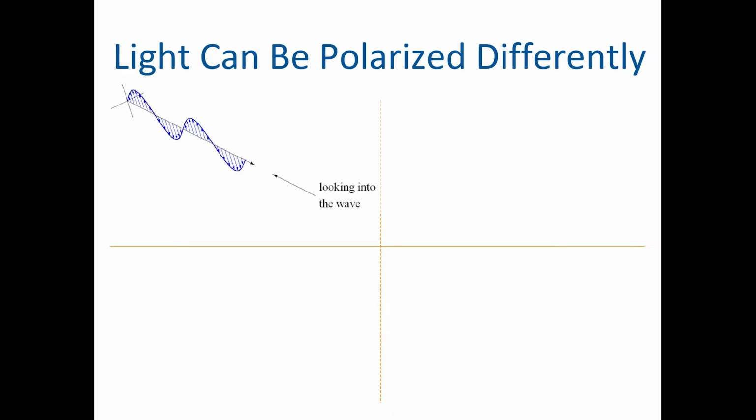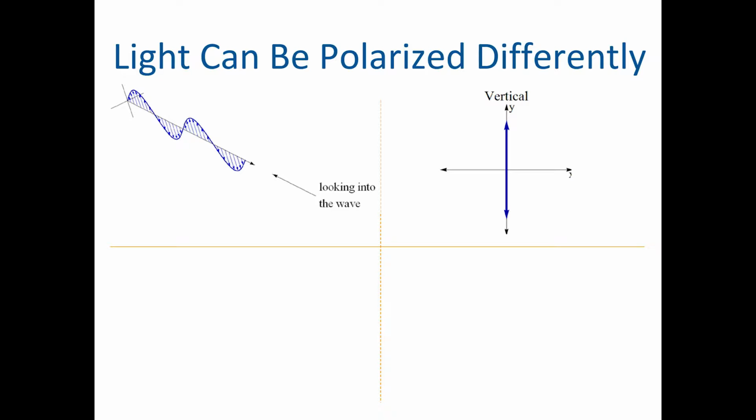So if we take this vertically polarized wave that we just looked at and orient it a little differently here, and now let's say we look into that wave from the front. What we see is that electric field going up and down, and so we've shown that here in this XY plot, and like Andrew said, we call that vertically polarized light.